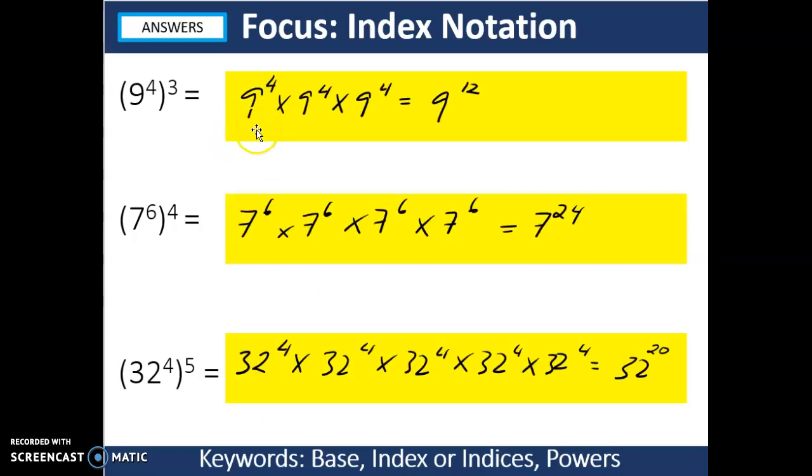Here are your answers. So times together, or if you want to break it down individually, you get 9 to the power 12. Again, you want to write this 4 times if you want to break it down. You get 7 to the power 24. And finally, you get 3 squared to the power of 20. Again, these are ways for you to look at brackets, okay?